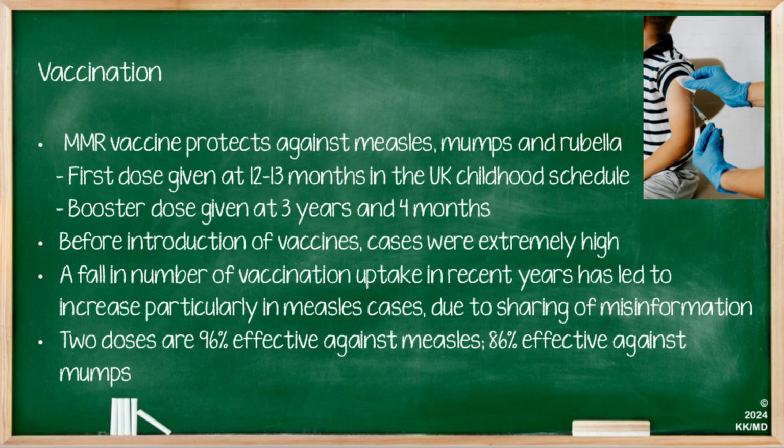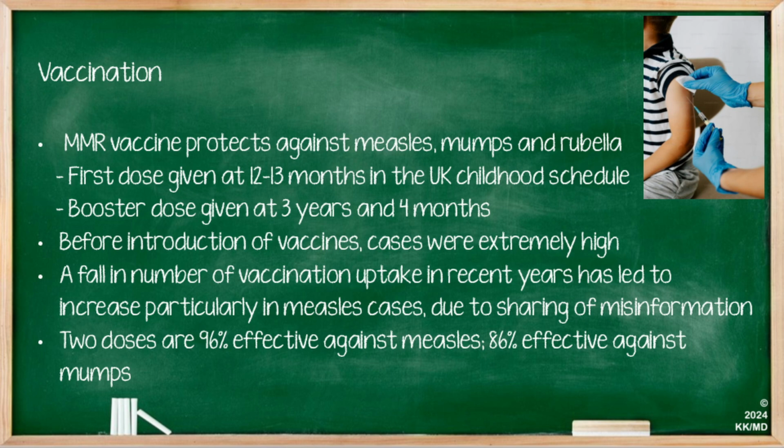The MMR, or measles, mumps and rubella vaccine, protects against measles, mumps and rubella. We haven't spoken about rubella in this presentation, but we will have a separate video on this. The first dose is given at 12 to 13 months in UK children, and a booster dose is given subsequently at 3 years and 4 months.